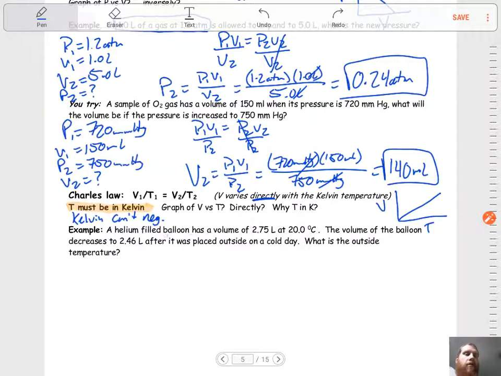So here we go. We've got a helium balloon that is filled to a volume of 2.75 liters at 20 degrees Celsius. So V1 equals 2.75 liters. My first temperature, T1, is 20 degrees. Now I want to add 273. That's my conversion factor, so that's going to be 293 Kelvin. Bam, done right away. I don't have to worry about it. The volume of the balloon decreases, so V2 is going to be 2.46 liters when it's placed outside on a cold day. What is the outside temperature?